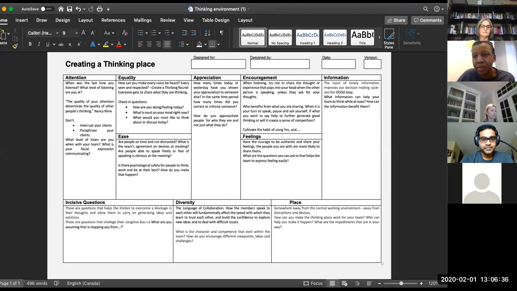So I created this canvas. Well, it's not your typical canvas. I've just used this template to put things in the box and to help me think before I even consider facilitating a thinking environment. I'm going to share this with you. I said to Sherry earlier on, when I printed it, some of the content was cut off, so I would fix that and share it later. So this is what I work with to prepare myself.